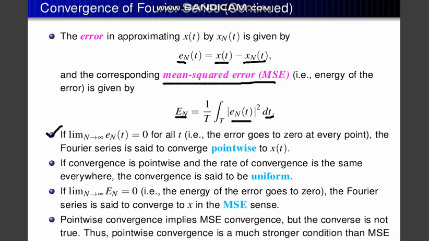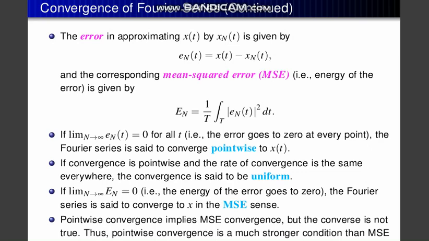If the limit as N tends to infinity of e_N(t) is equal to 0 for all t, that means the error goes to 0 at every point, and the Fourier series is said to converge pointwise to x(t). That means as N tends to infinity, the error becomes very small, that is, it tends to 0. And if the convergence is pointwise and the rate of convergence is the same everywhere, the convergence is said to be uniform. So that is the part.